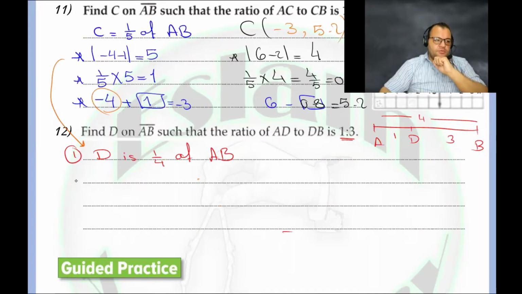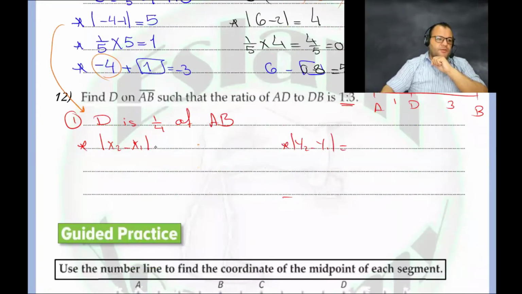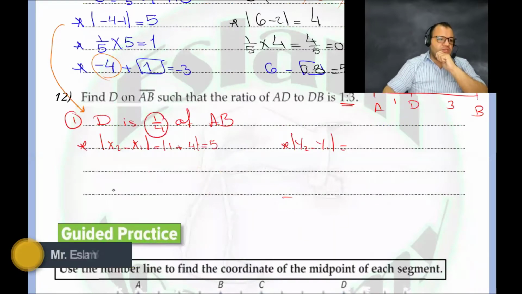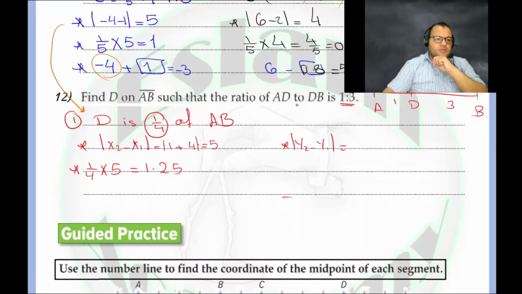So number 2, now we need to solve. You need to find x2 minus x1 and y2 minus y1. So go back to the question. x1 is -4. So 1 minus -4, which is plus 4, so it will equal 5. Then it will be 1 over 4 of the distance. So it will be 1 over 4 times 5, which equals 5/4, which is 1.25.